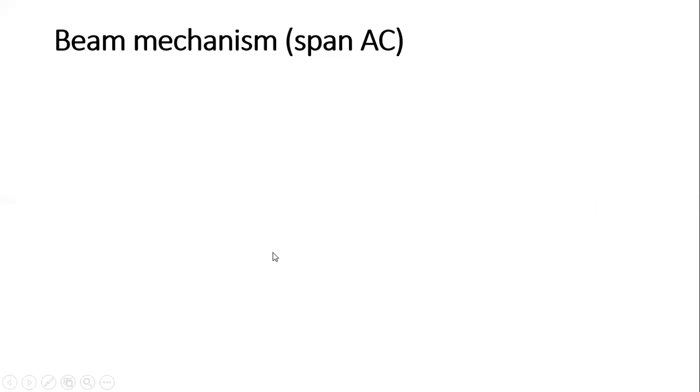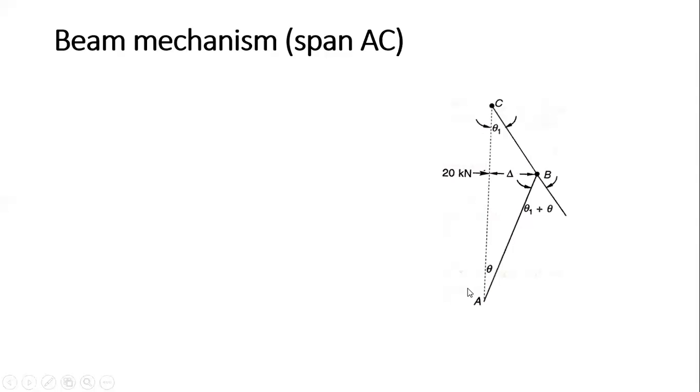Then consider the beam mechanism in span AC, that is your column here. This is my column, and the load is acting as 20 kilonewton at a distance of 3 meter from the top. So this is 3 and this is your 6 meter. Now because the load is eccentric here, these two angles are not the same. Suppose that this is my theta, so this is your theta 1. The exterior angle is equal to theta 1 plus theta. So let delta be equal to, this is my 3, 3 times theta 1 is equal to 6 times this theta. So from that theta 1 is equal to 2 theta.